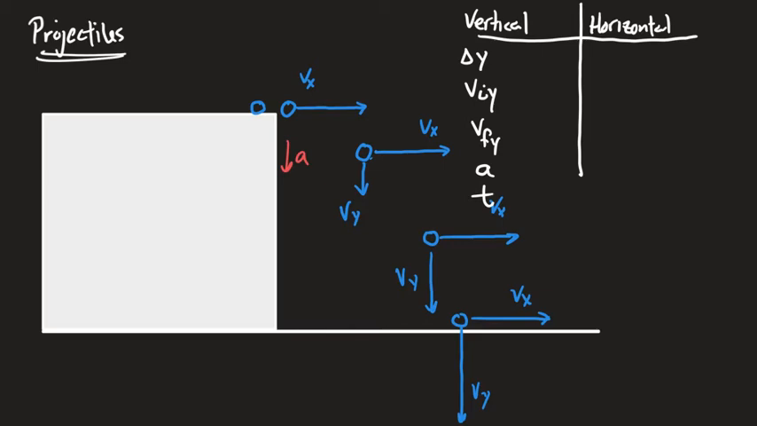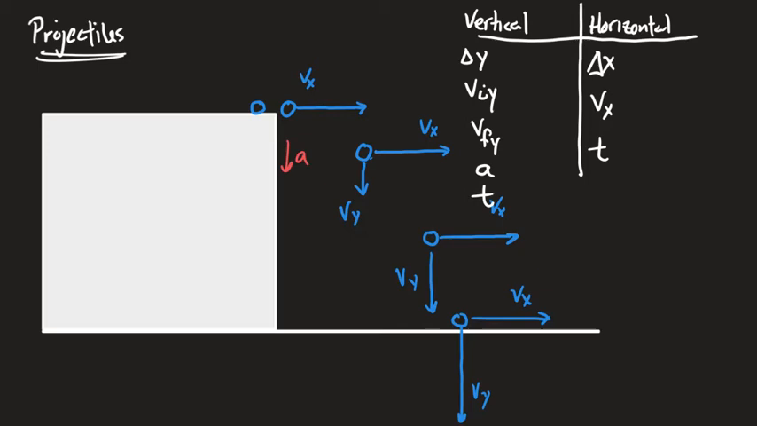So not delta x, but delta y. Not v initial y. Not v final y. Acceleration and time. This side, there's only three things. Because there's no acceleration, how far it goes only depends on how fast it's going. The speed doesn't change, so it's only those things.